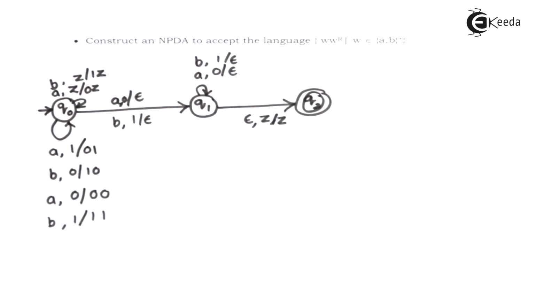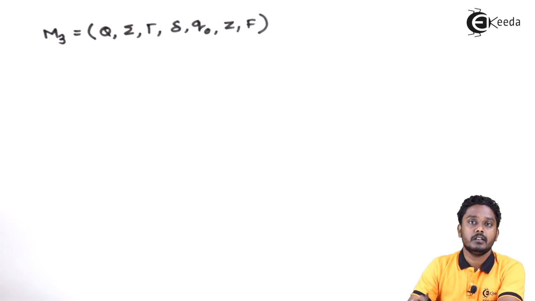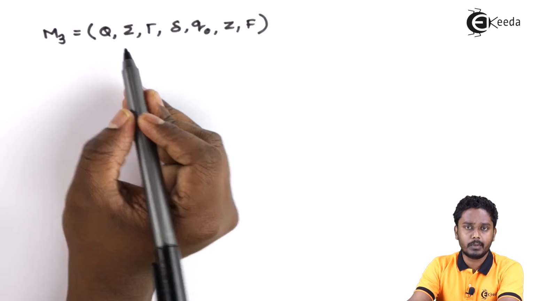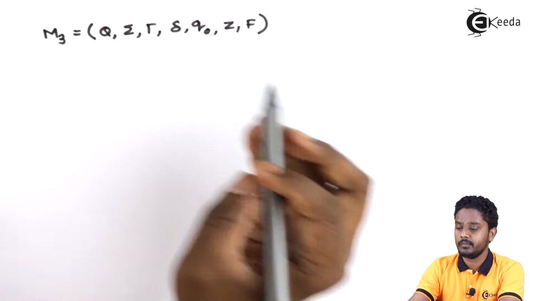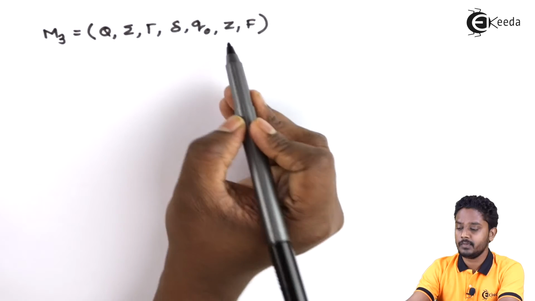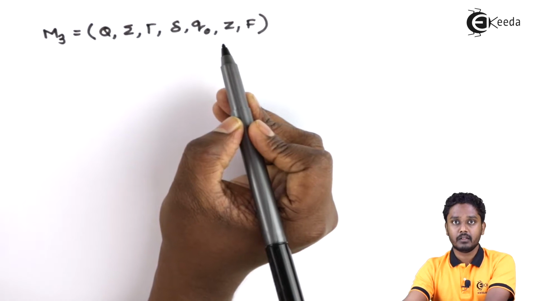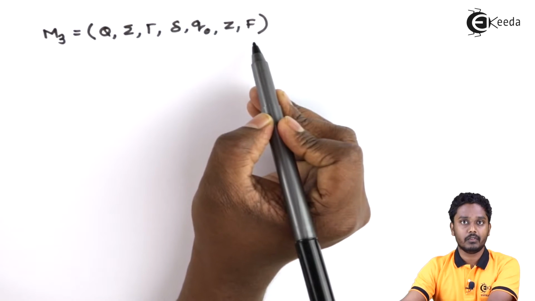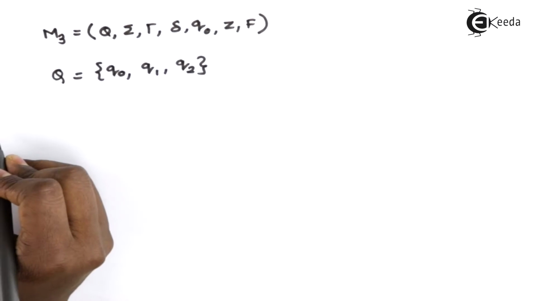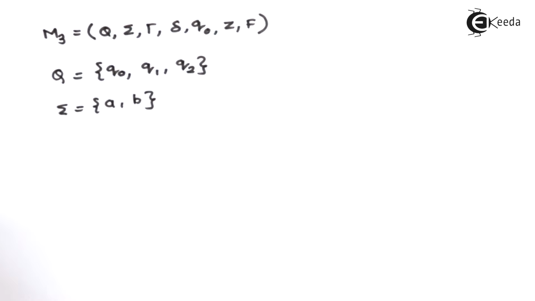Having designed this machine, let us see the components of it. The components are Q, set of states, sigma, that is input alphabet, tau is the stack alphabet, delta is the transition function, Q0 is the initial state, Z is the stack symbol at the initial stage, F is the final state. Over here we have used 3 states, so Q will have Q0, Q1 and Q2. Sigma will contain A and B, tau will have Z, 0 and 1.